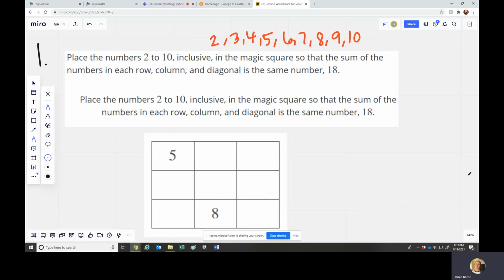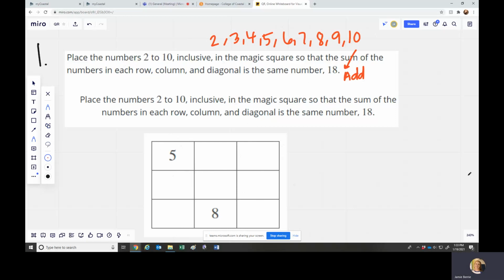And we're going to fill in this square in such a way so that each of the columns, so columns go up and down, each of the columns adds to 18. Sum means add. So that each of the columns adds to 18, each of the rows adds to 18, and these diagonals here add to 18 as well.